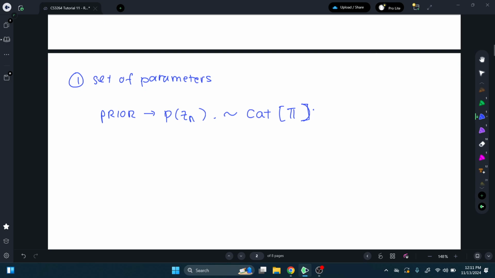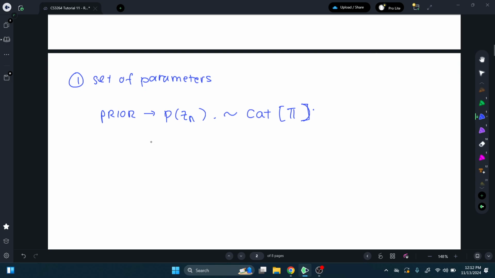Your prior itself will follow your categorical because you have multiple labels. Else, if you only have one label, if it's only 0 or 1, then you can just put Bernoulli. But since we want to assign it to labels from 1 to K, this will be your categorical. Okay, any questions?